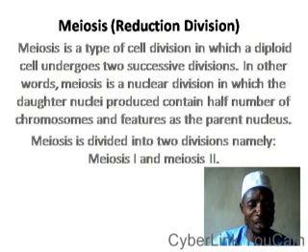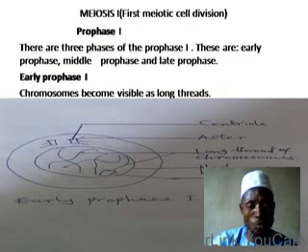That is, meiosis is a type of cell division in which a diploid cell undergoes two successive divisions. The meiosis is subdivided into two divisions, namely meiosis I and meiosis II, or the first meiotic cell division and the second meiotic cell division. What we are going to discuss in this online class is meiosis I. We have four stages under meiosis I. The first one is prophase stage, the second is metaphase stage, the third is anaphase stage, while the last one is telophase stage.